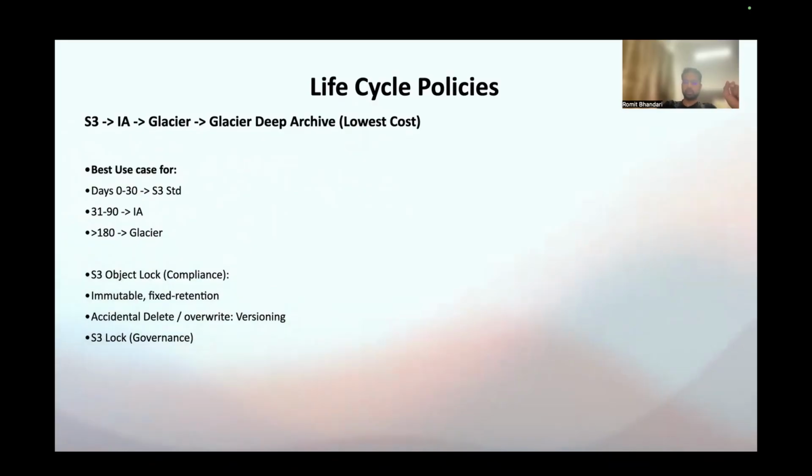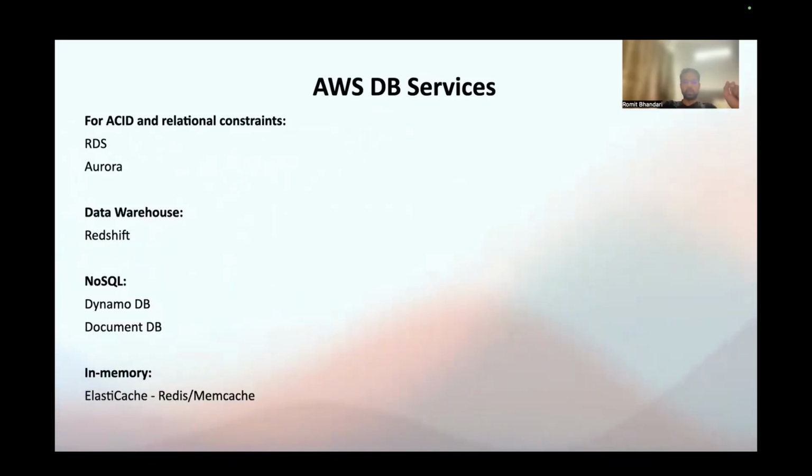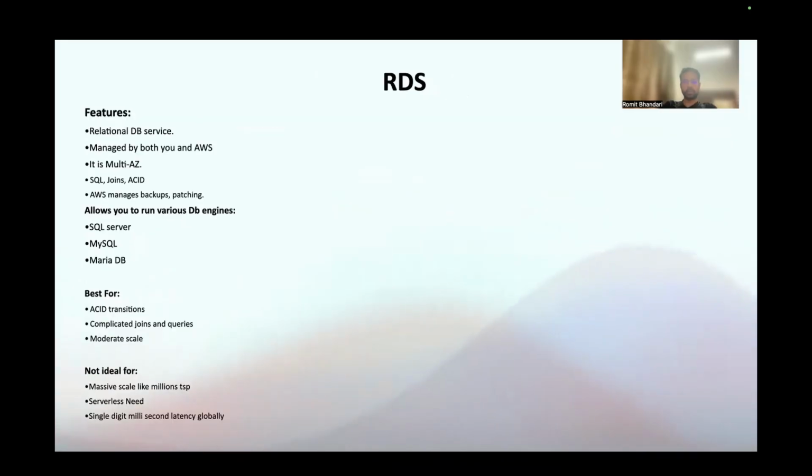Okay, let's look at the AWS DB services. First we will start off with ACID and relational constraints databases, which are RDS and Aurora. For data warehouse you have Redshift, and for NoSQL you have DocumentDB and DynamoDB. For in-memory caches you have ElastiCache, which could be either Redis based or Memcached based.